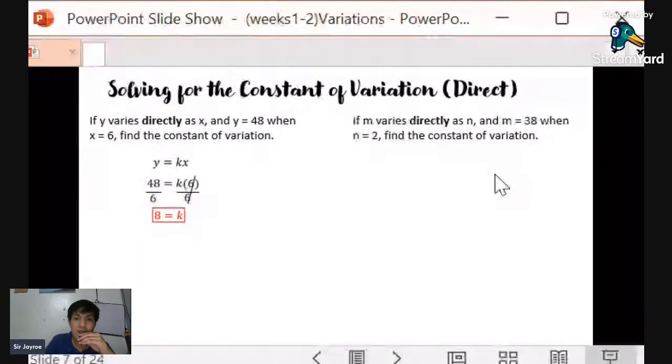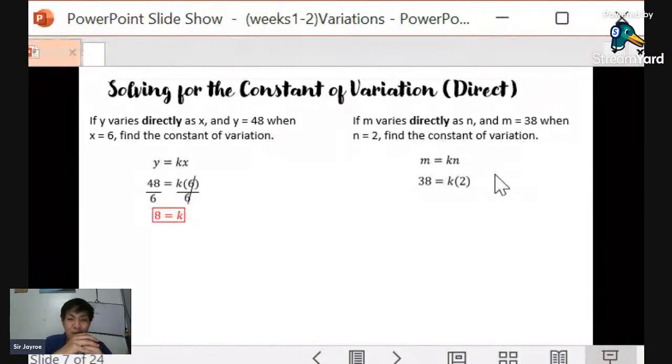If m varies directly as n, and m is equal to 38 when n is 2, find the constant of variation. So what is the equation here? Okay, good. Denise Castro. Aba, si Denise nakadalawa na. Good, Denise. So that is m is equal to kn. So that is our equation. And then after that, we're going to replace the value. So what is the value of m? That is 38. And then the value of n is 2. No? So we're going to replace that. So 38 is equal to k times 2.